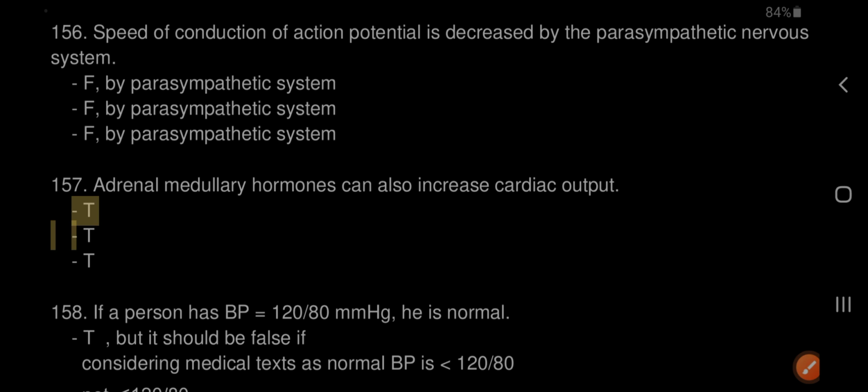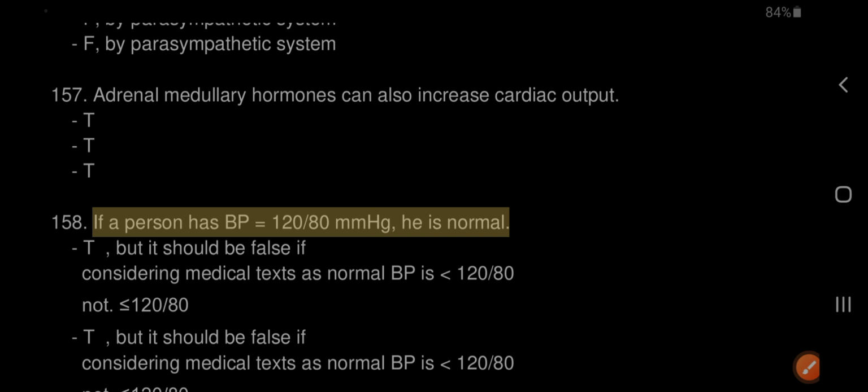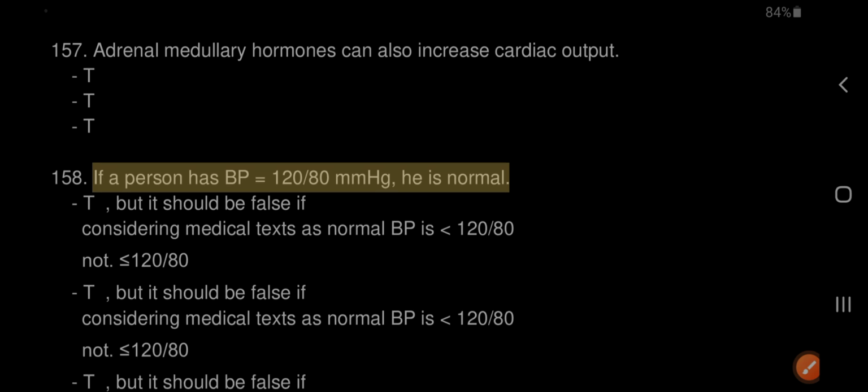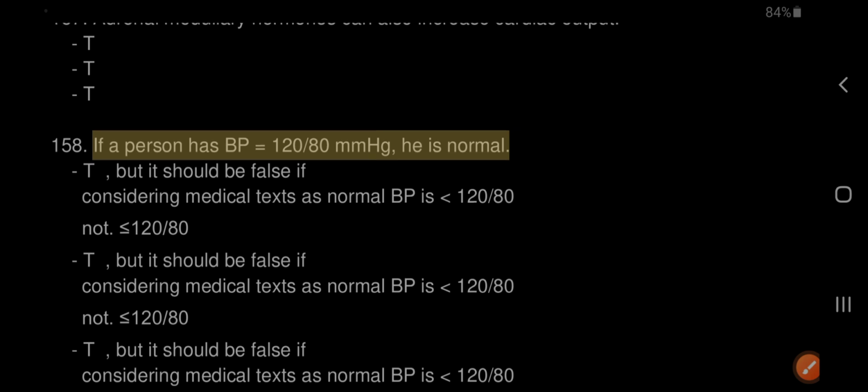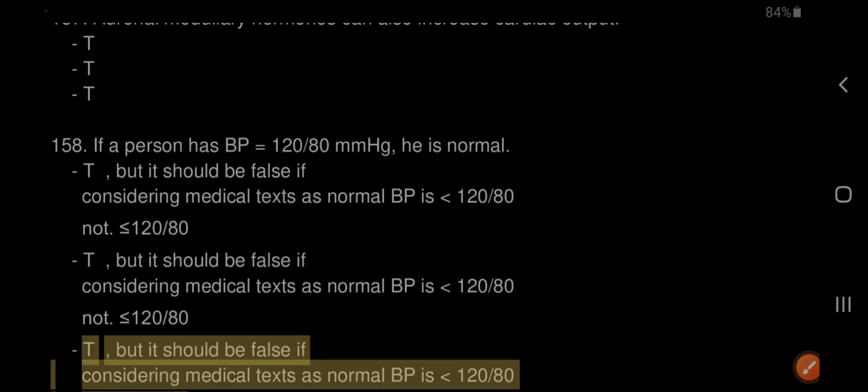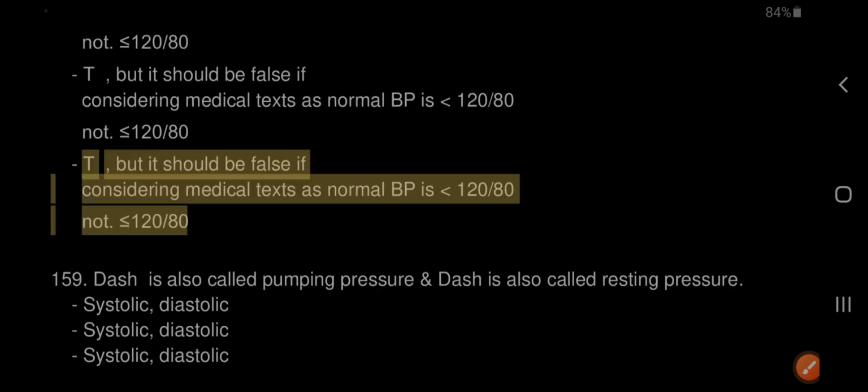158. If a person has BP equals 120/80 millimeters of mercury, he is normal. True. But it should be false if considering medical texts, as normal BP is less than 120/80, not less than or equal to 120/80.